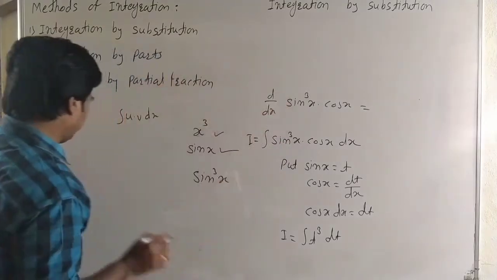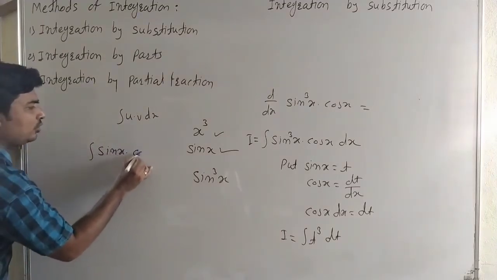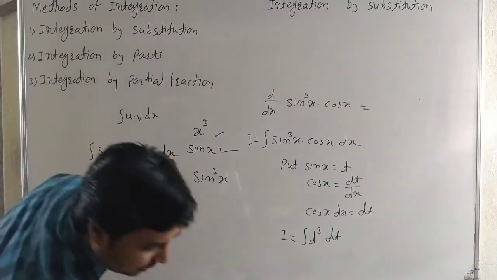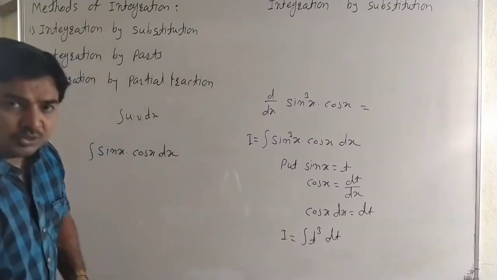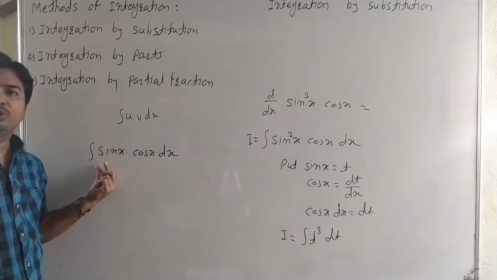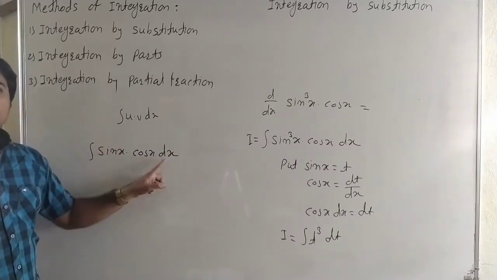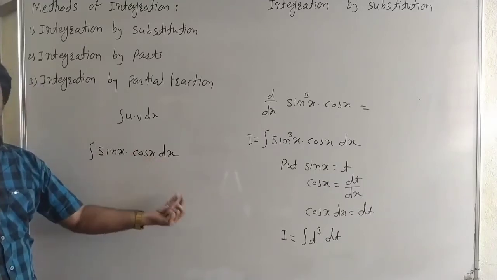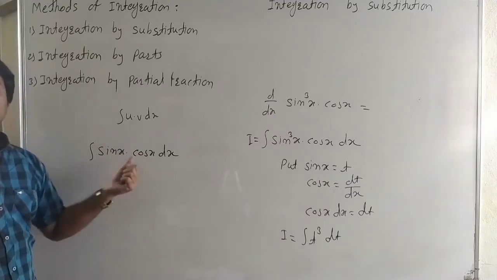For example, here we can write sin x into cos x dx. Here both are standard functions, sin x and cos x, so we can put any one. We put sin x equal to t, or cos x equal to t. If we put sin x equal to t, the derivative of sin x is a multiple of dx. If we put cos x, then the derivative of cos x is a multiple of dx. We can put any one because both are standard functions.